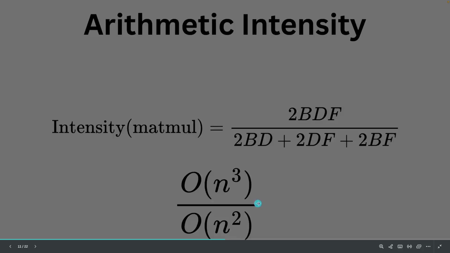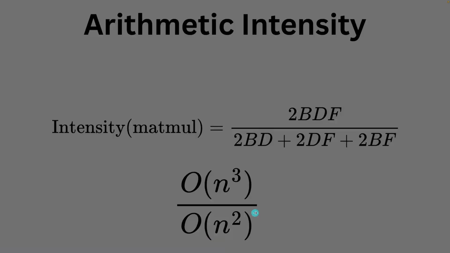So if you see here, it is O(n) cube by O(n) square, which is not a constant, and it scales with the dimensions of your matrices. So now you can actually control the arithmetic intensity by the dimensions of the matrices. It is not constant like what we had in the dot product.